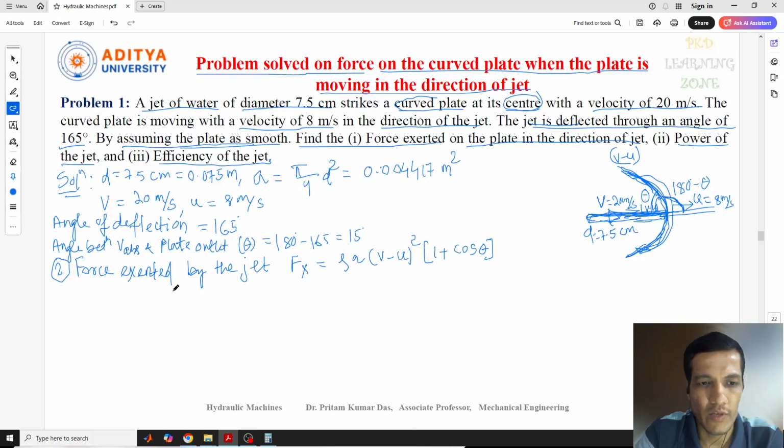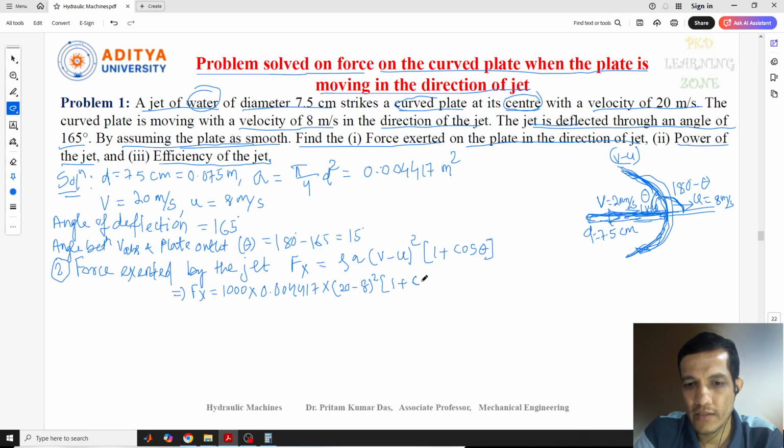Now we need to just put the values here. This is Fx, and here rho is the density of the water. Here you can see the water is there, and this is the area already: 0.004417, into (20 minus 8) squared, and the bracket 1 plus cos 15 degrees. So this one we need to find out now.